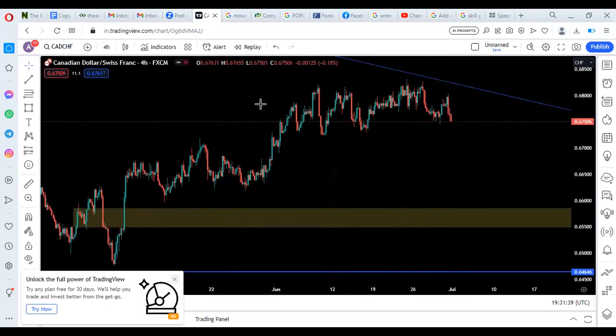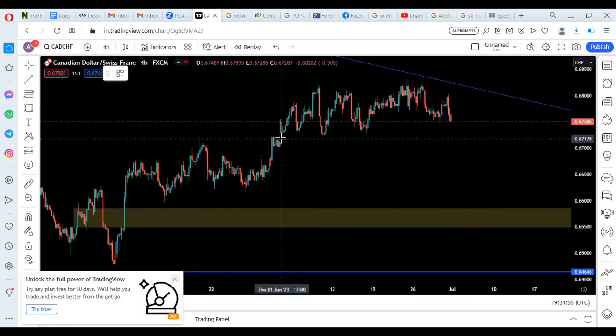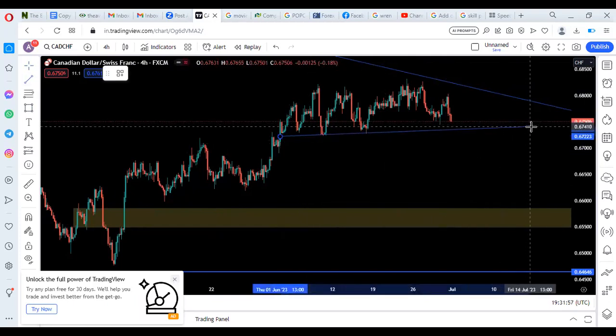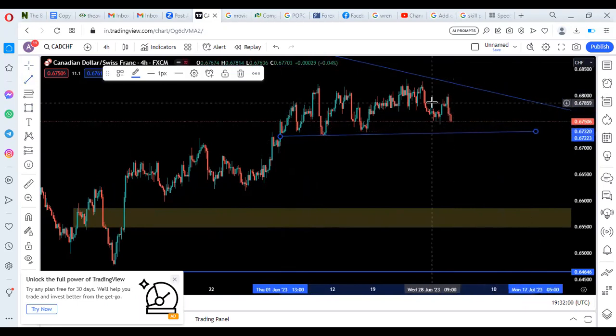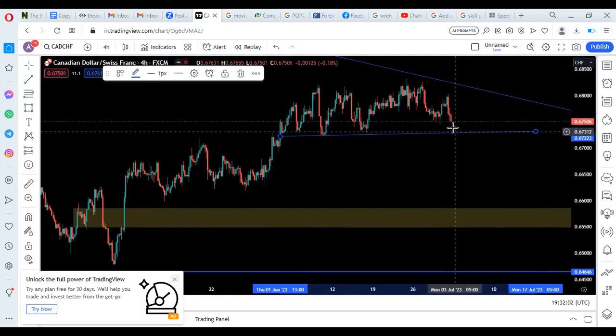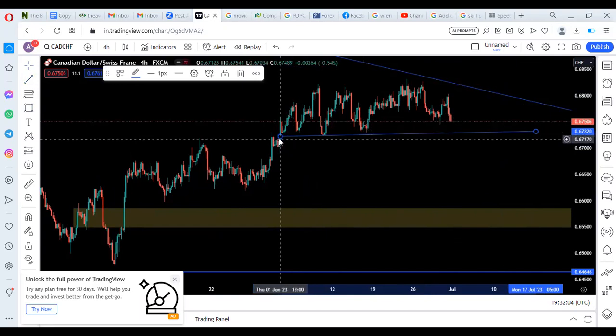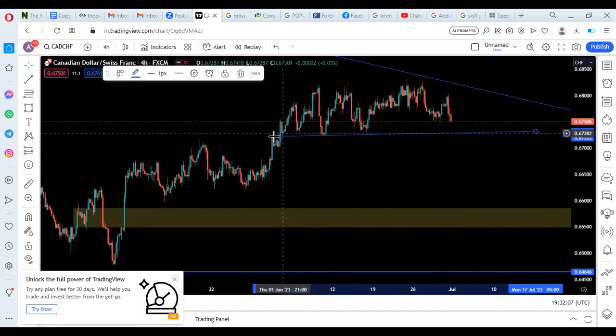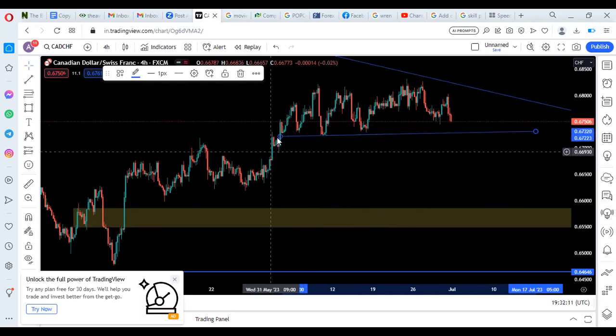I have a support level here that is yet to be broken. So let me clear this. I have a support level here that is yet to be broken. I have the support level here that is going to be broken. So I'll wait for how price is going to react here. And remember, there is another block here. There is a zone here. So I will watch how price is going to react to this zone.